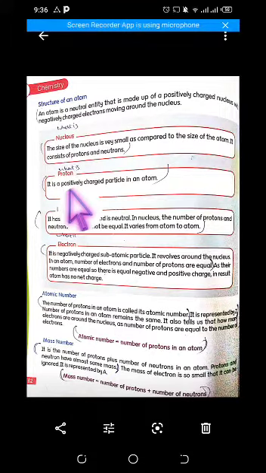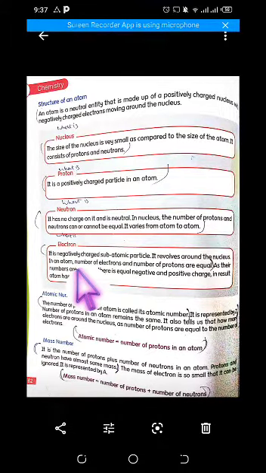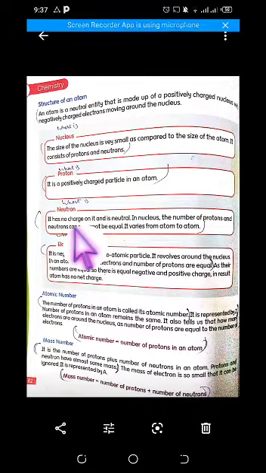Proton is a positively charged particle. If we talk about the electron, it is a negatively charged subatomic particle, and it revolves around the nucleus. Always keep in your mind that in an atom, the number of electrons is always equal to the number of protons. If anybody knows the number of protons, he can tell the number of electrons too. Neutrons have no charge, they are neutral. In the nucleus, the number of protons and neutrons can or cannot be equal, it varies.